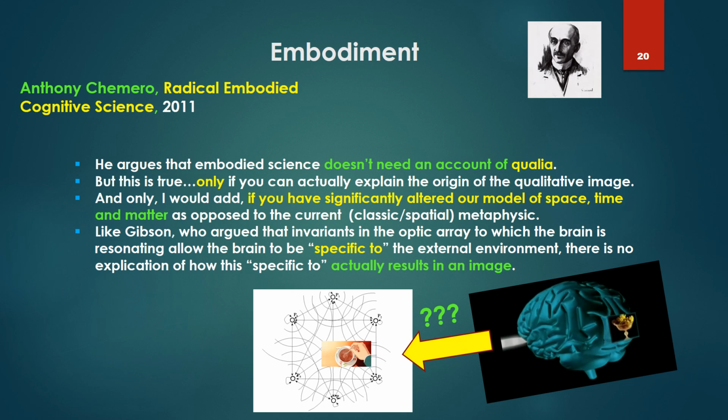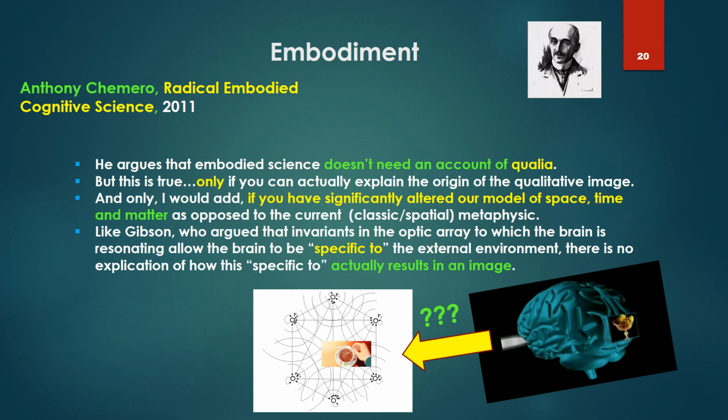He also argues that embodied science doesn't need an account of qualia, the qualia of the perceived world. Remember the qualia being the brownish of the coffee or the creamish, the aromas wafting. But this is true, that you don't need an account of qualia, only if you can actually explain the origin of the qualitative image, the image of that coffee cup. And I would add, only if you have significantly altered our model of space, time, and matter, as opposed to the current classical or spatial metaphysic.